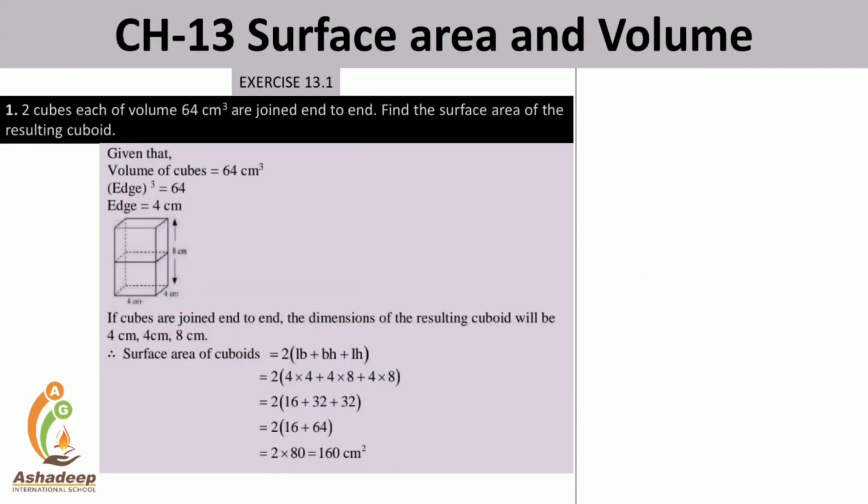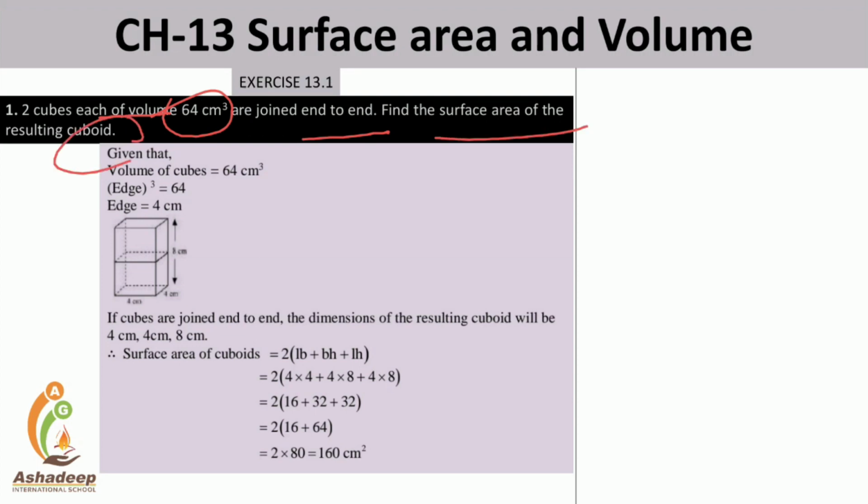Okay, now let's move ahead. We will see the formula. Now let's solve exercise 13.1. Two cubes, each of volume 64 centimeter cubed, are joined end to end. Find out the surface area of the resulting cuboid.